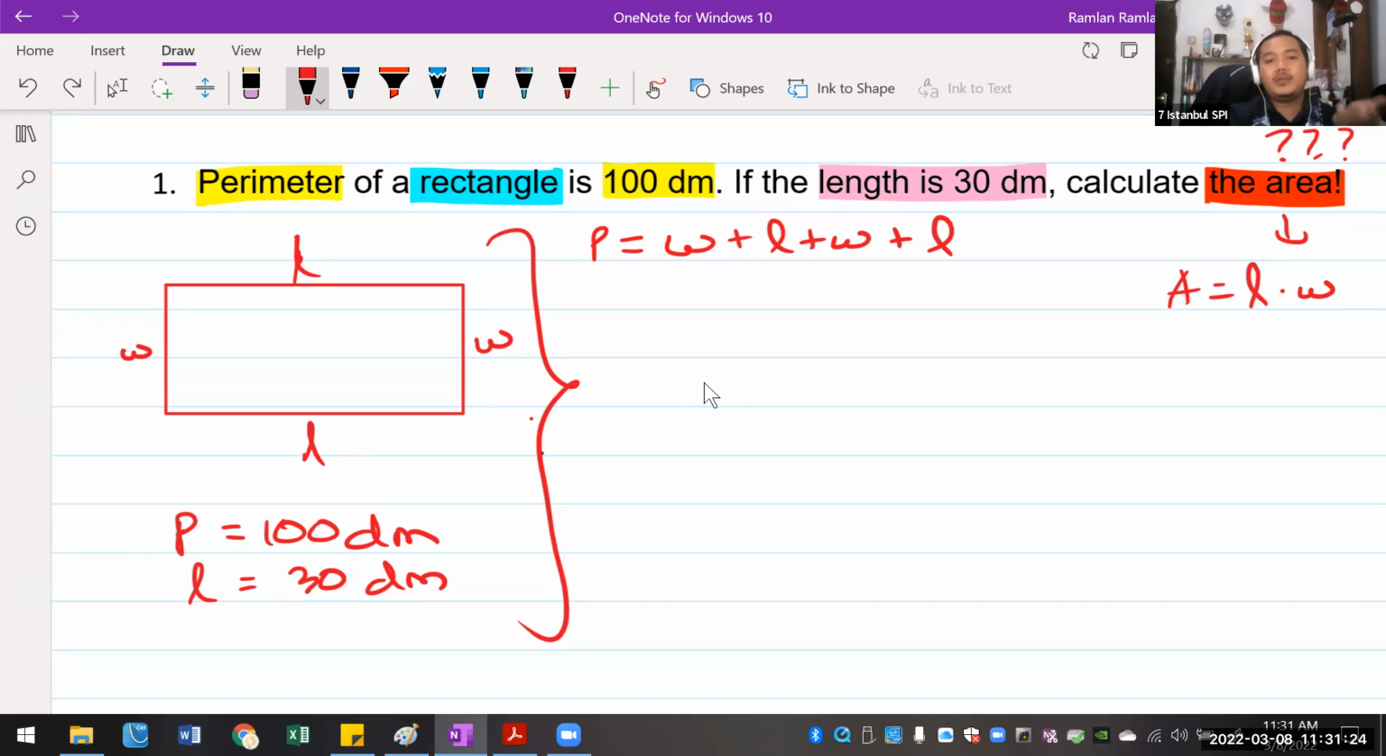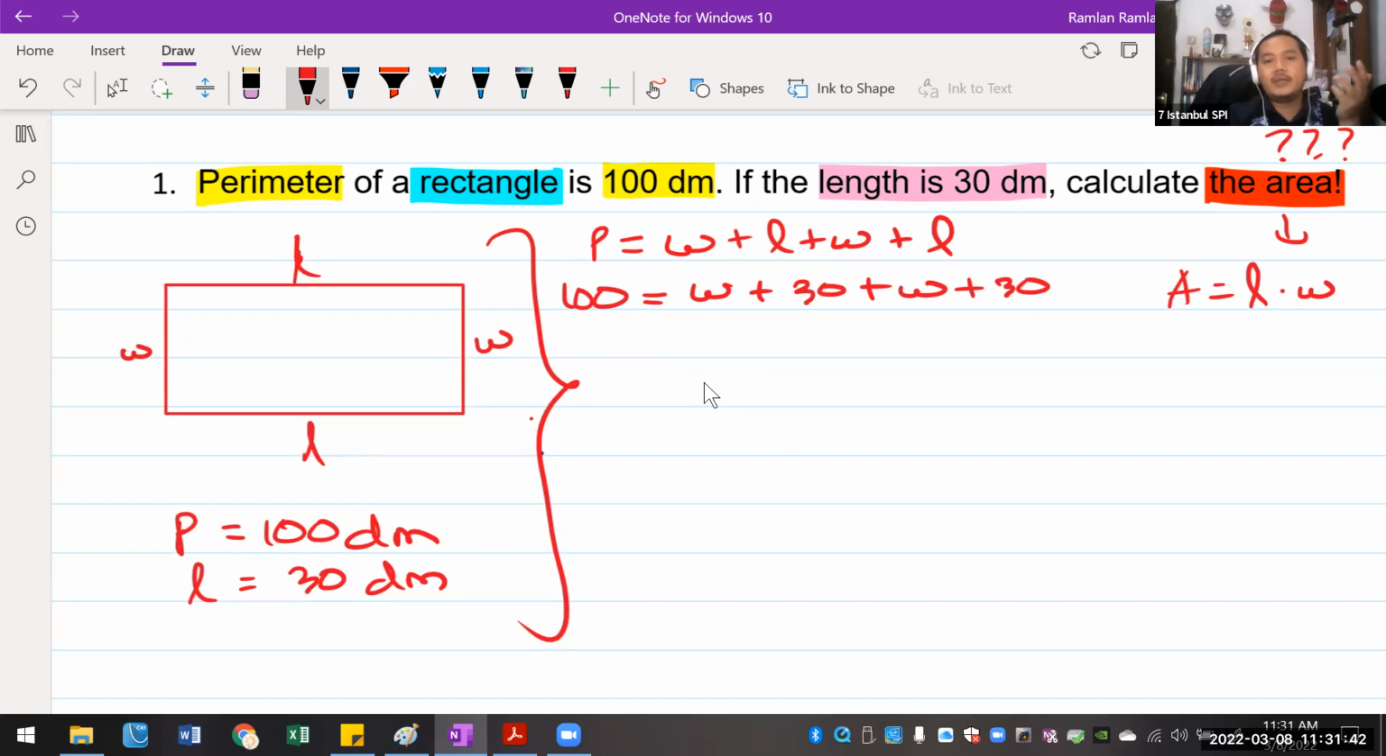In here, P is 100. So write down 100 below that. Exactly below that. Biasain kayak gini ya. Tulis persis di bawahnya. Okay, and then the W, we don't know that yet. Just W. The L is 30. And the W also we don't know yet. And then the L is 30.